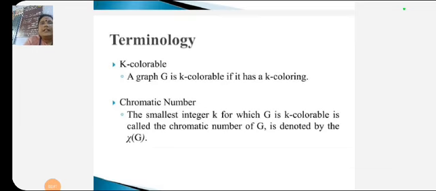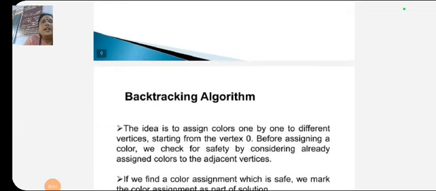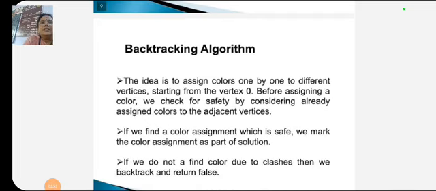And then chromatic number. The smallest integer K for which G is K colorable is called the chromatic number of G. It is denoted by chi of G. And then the backtracking algorithm. In this algorithm, we are going to study how to backtrack and return false.